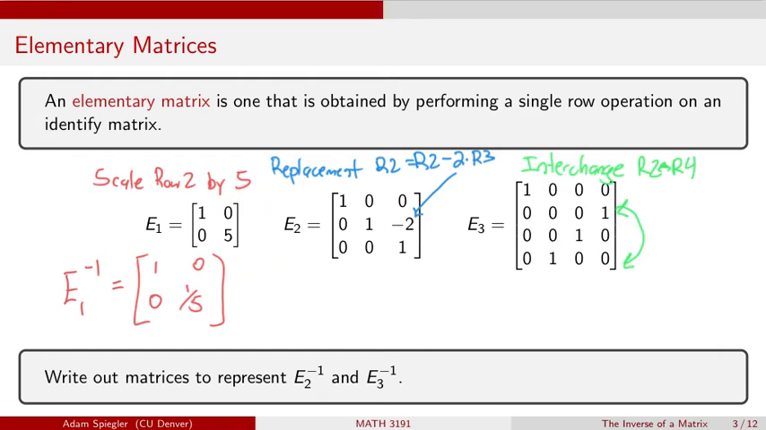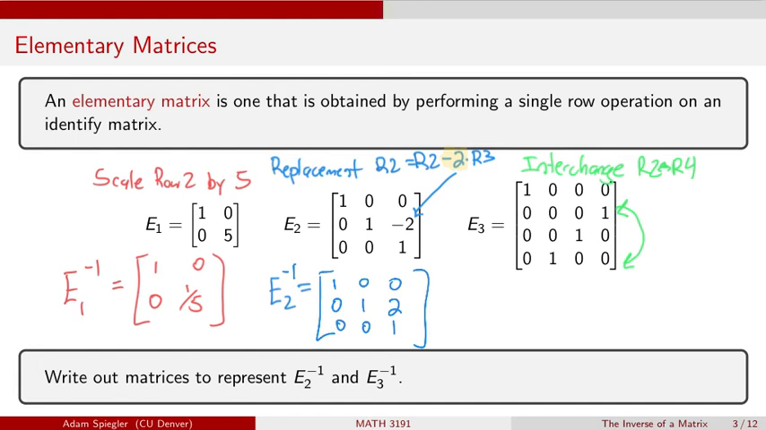And when it comes to replacement operations, the way I'm going to undo a replacement operation is by doing a similar replacement, but instead of subtracting 2 times row 3, to undo subtraction by 2, instead we add 2. So in this case, the inverse is going to be a replacement operation on row 2, so we're not going to do anything to row 1 or row 3. And now row 2 is going to be replaced by a positive 2 times row 3 plus row 2.